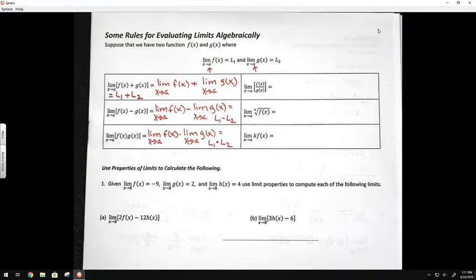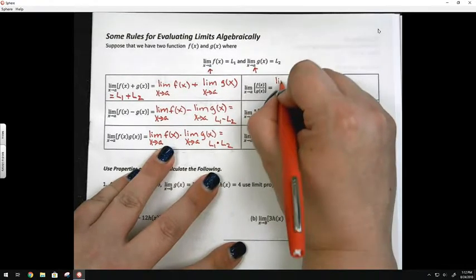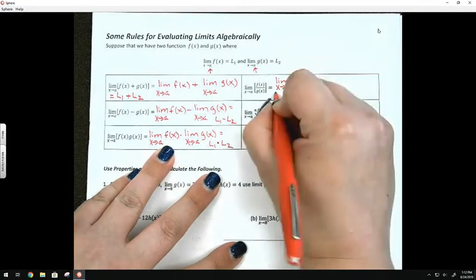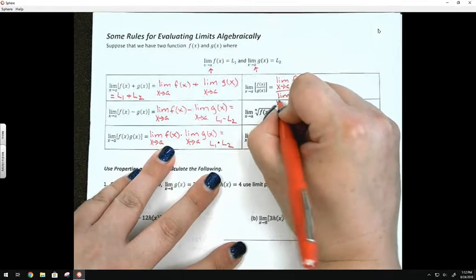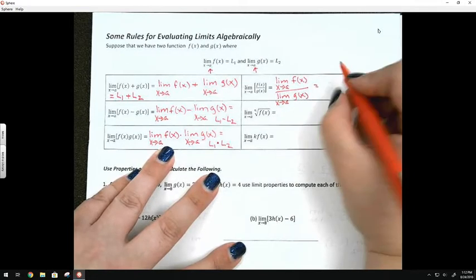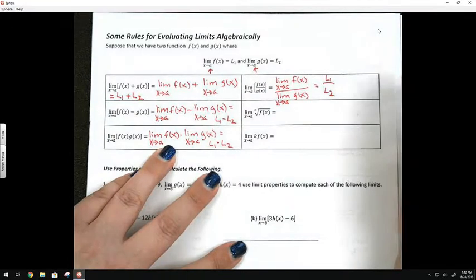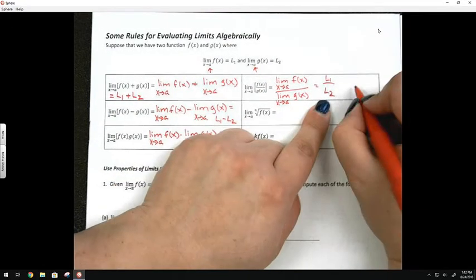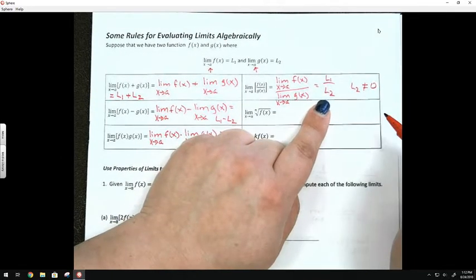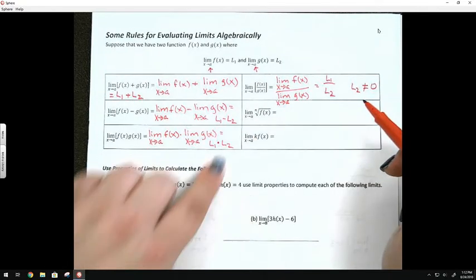All right. Then we've got some division of limits. So same idea. The limit as x approaches a of f of x, and we can divide it by the limit as x approaches a of g of x. So that would be L1 over L2. However, this is very important. You have to make sure that L2 is not 0, because if it is, then we're dividing by zero. So then we have to do some other fancy stuff, okay?